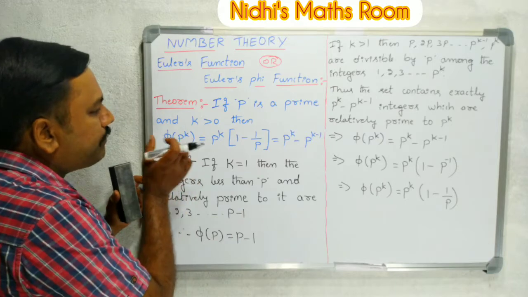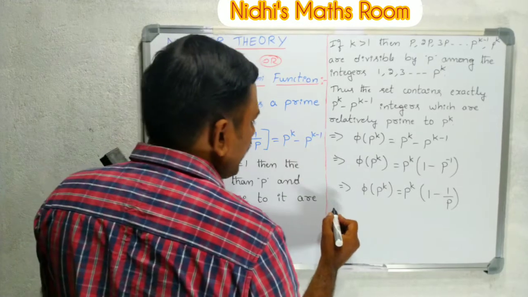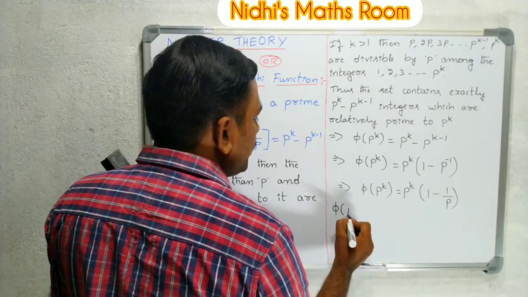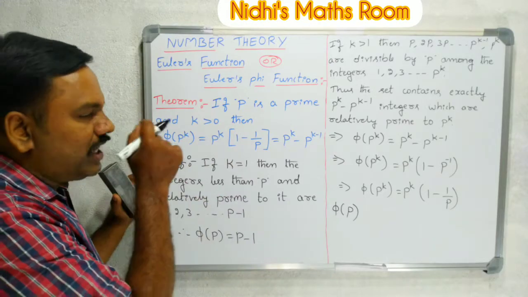Here, when I say phi of p power k, I am choosing k as 1. So we get phi of p. Phi of p means what? Phi is Euler's function.